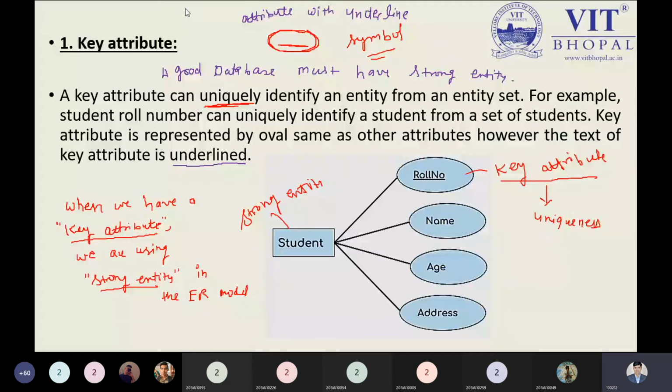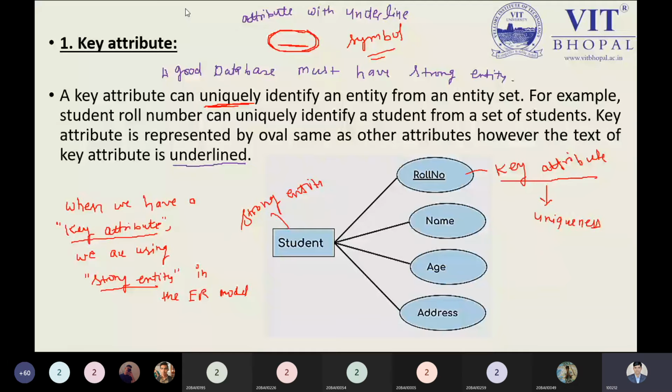So what is the definition? It is written over here. A key attribute can uniquely identify an entity from the entity set, uniquely identifying all the records. That attribute defines all the data with uniqueness. A good database must have a strong entity. The strong entity I am using is student, while I'm just adding one more point, that is the roll number. So when we have a key attribute, we are using the strong entity in the ER model. Name, age, and address could be common or duplicate, but roll number cannot be duplicate at any cost. That defines the uniqueness.